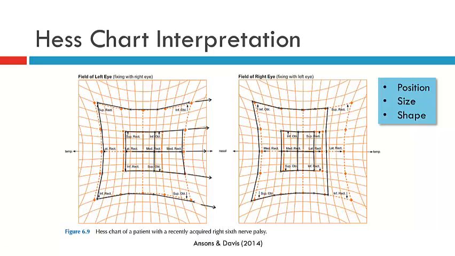The fact that we also don't see any height on this Hess chart indicates that we don't have a vertical muscle issue. If we move over to the other eye, we can clearly see that we've got a medial rectus overaction. These arrows on the outer field are showing a large medial rectus overaction. And we can also see it here on the inner field, that the medial rectus is overacting.